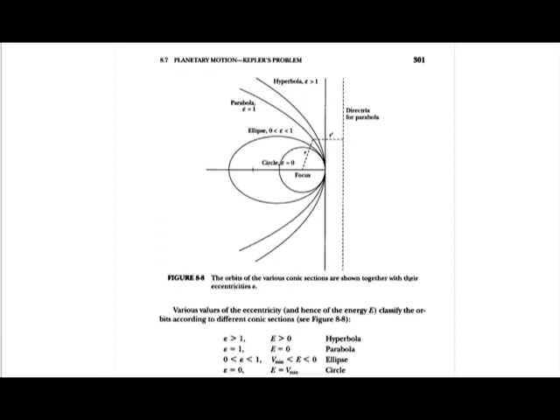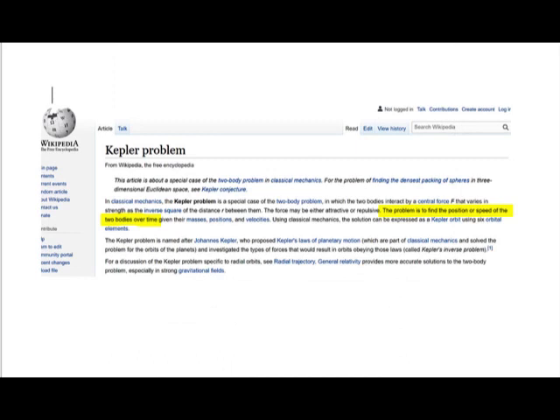Kepler's first law is that the planets follow elliptical orbits, and it can be used to plot orbits as a function of angle theta, as is shown in the book. However, predicting a planet's trajectory requires knowing the planet's position in the orbit as a function of time. This is known as Kepler's problem. Quoting, "The problem is to find the position or speed of the two bodies over time." Despite the title of the section, the book does not address Kepler's problem.